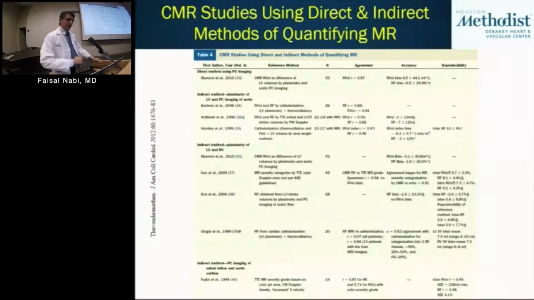Now, for CMR, this direct method and indirect methods, this is just a long list of tables, showing how CMR has been compared to transthoracic echocardiography using multiple methodologies, such as PISA, volumetric, and LV stroke volume minus aortic forward flow. It's also been compared to TEE, and all of these have shown relatively high accuracy and diagnostic agreement.